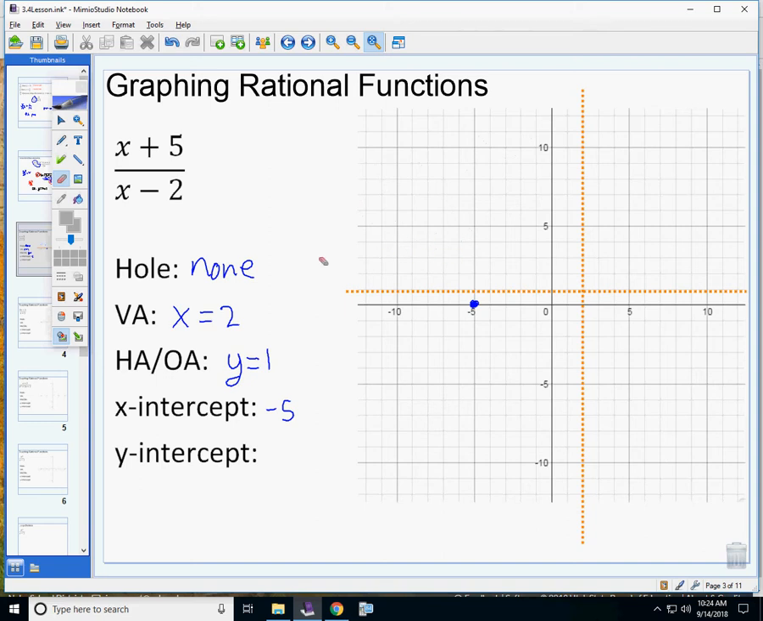And then the last part, for the y-intercept, recall that we plug in zeros for the x's when you're looking for the y-intercept. So plugging in a 0 on the top we get 5, on the bottom we get negative 2, and so that's negative 2.5 on our y-axis right here.